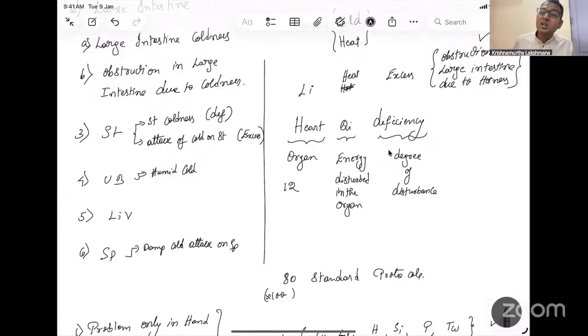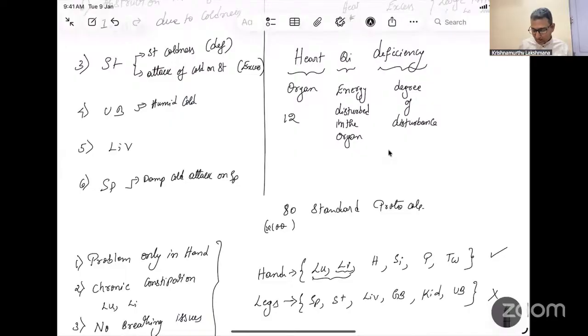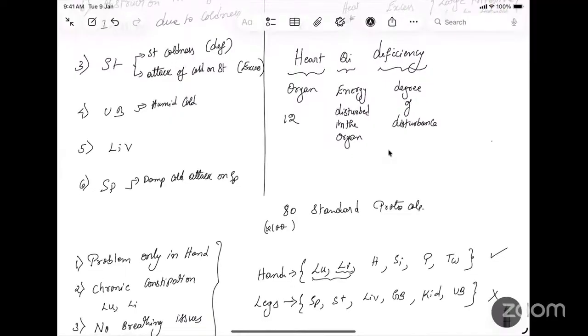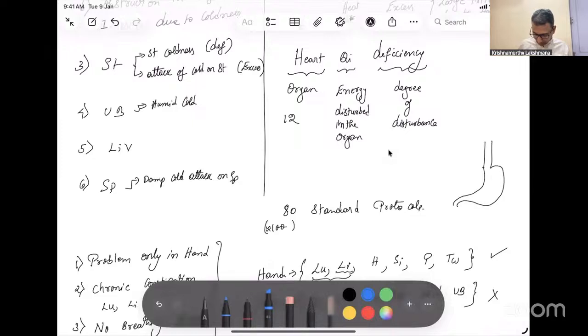Say stomach, what is there in stomach? There is what we call in Hindi Jataragni, right? There is heat in stomach. So you have acid, which is heat.